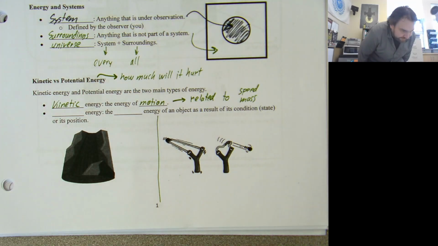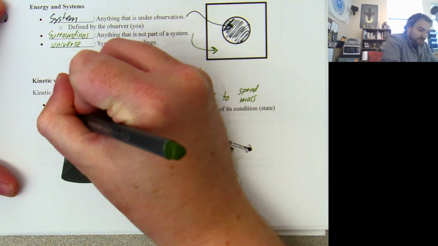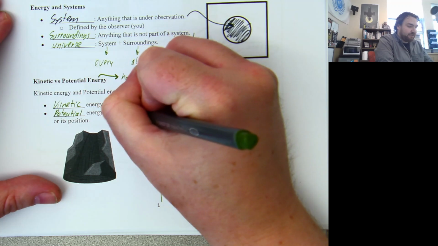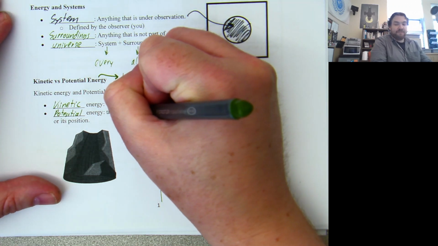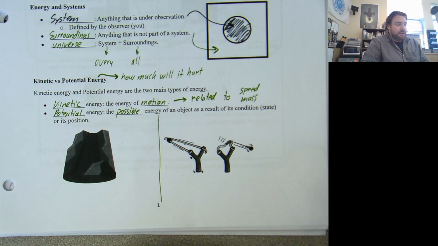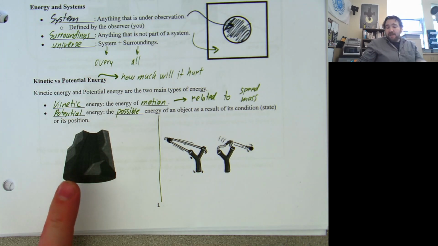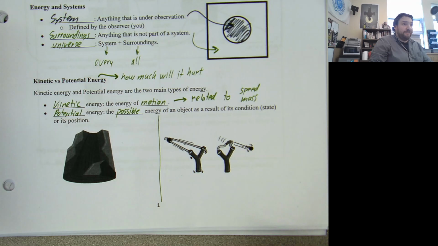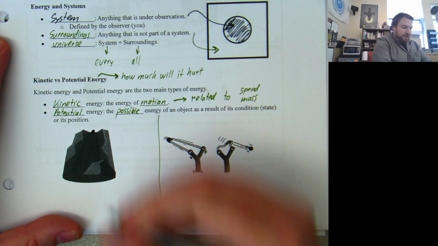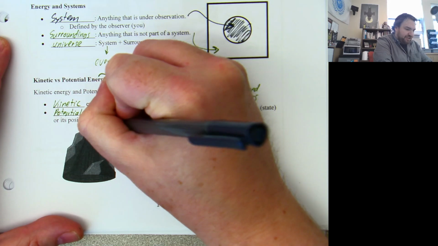So let's put some of that in here. The first one is, so this section here is all potential energy. Potential energy is the possible energy. Could something happen? Not how much will it hurt, but could it hurt? The possible energy of an object as a result of its condition or state or its position. So this thing right here, if you're unable to see what that is, that's a waterfall. Right here, at that location right there, there is a whole bunch of gravitational potential energy.